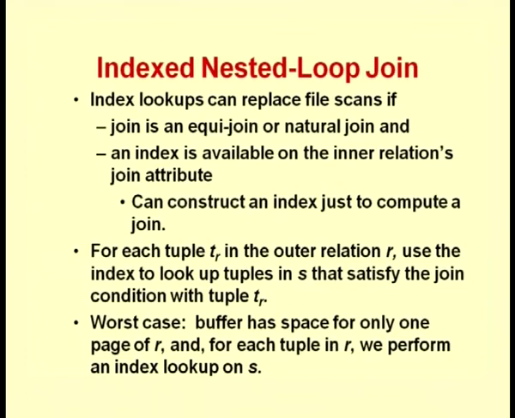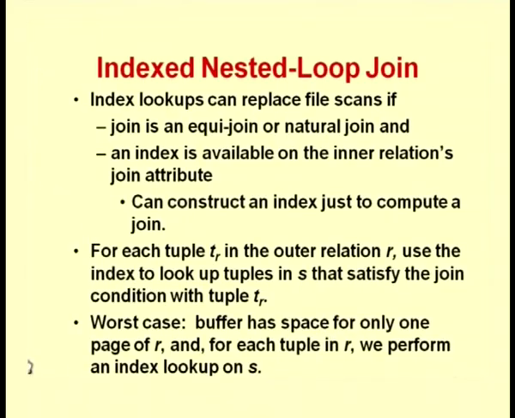For each tuple TR in the outer relation R, use the index to look up tuples in S that satisfy the join condition with the tuple in R. So what you are trying to do is not take two things and intersect them; you are taking this, finding out what is there, and then filtering from that.